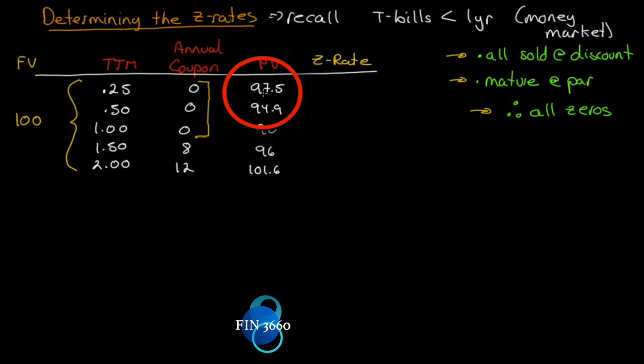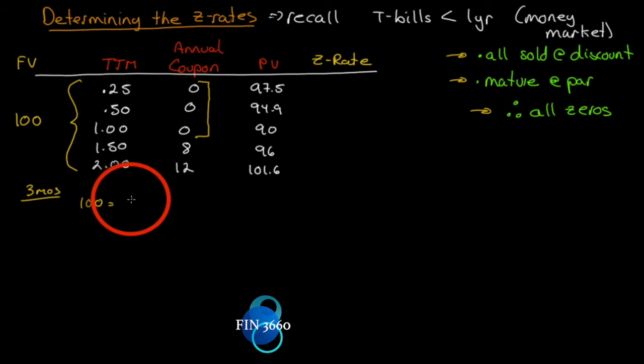So let's do that. For the 3 month zero rate, it's going to mature at 100, which equals 97.5. And we're going to move forward in time. We're going to continuously compound this at some rate R times N, which is 0.25. So we're going to continuously compound this until we get there. So how do we solve for R?